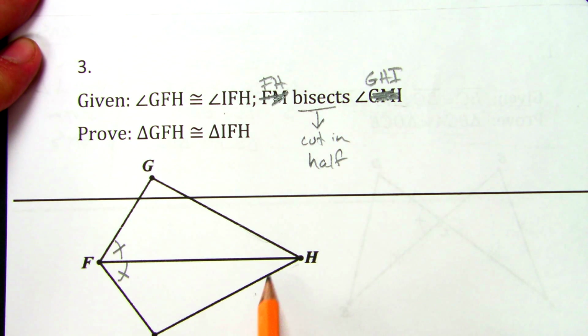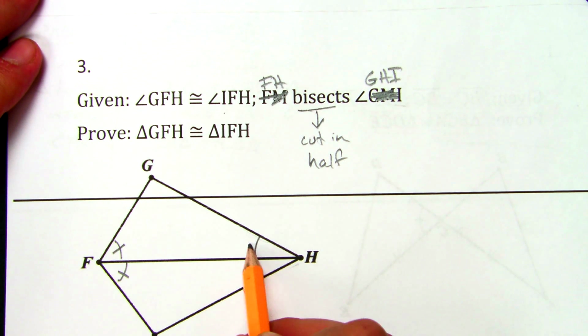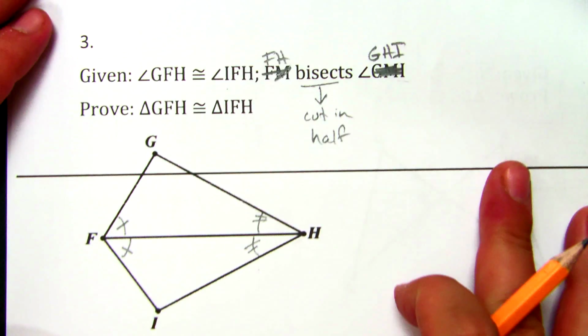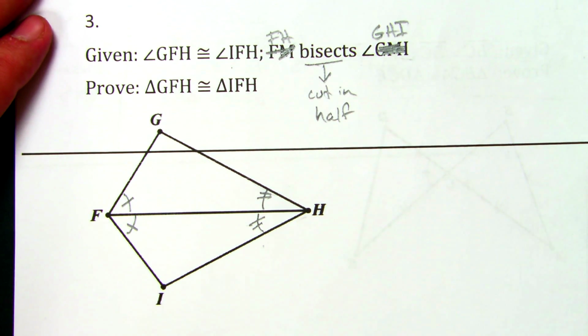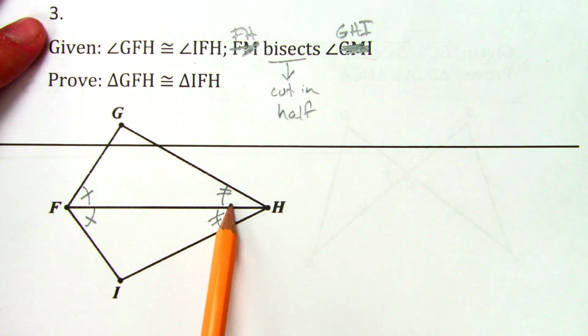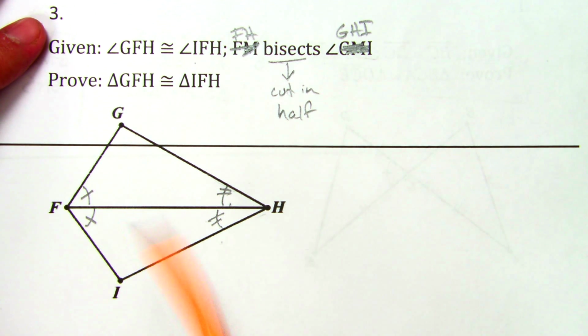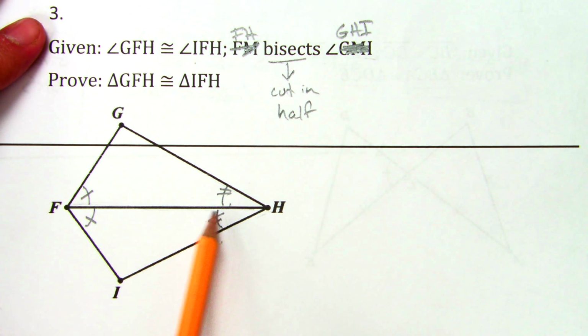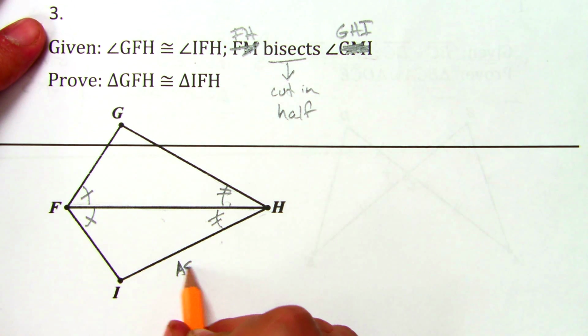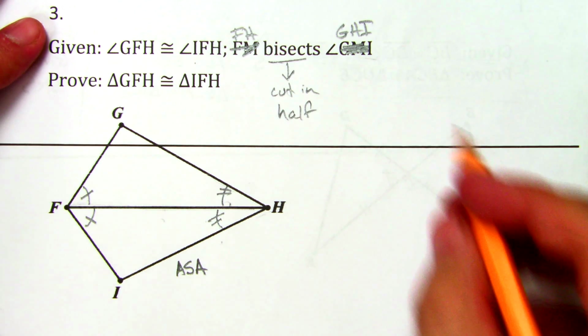If you cut something in half, what do you end up with? Two equal pieces. Okay, so these two angles, GHF and IHF, are also congruent. That's a little easier to see. Okay, now I've got two angles. I need something else. I need a side somewhere. I've got this side here, that side in the middle, and it's the side between the two angles, so I'm going to use angle, side, angle. Now let's write up the proof.